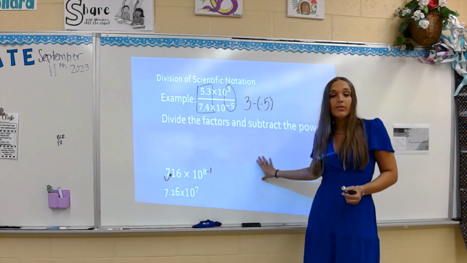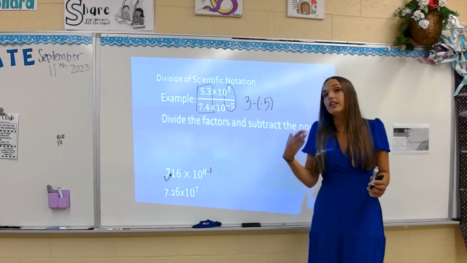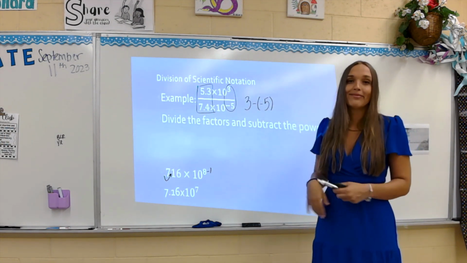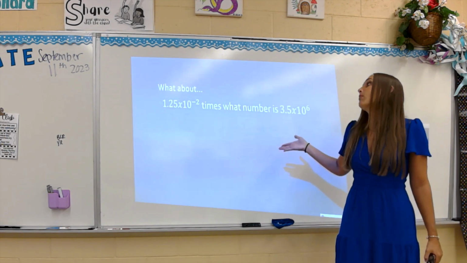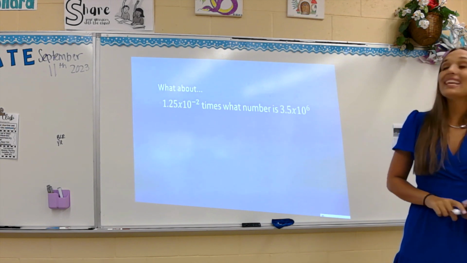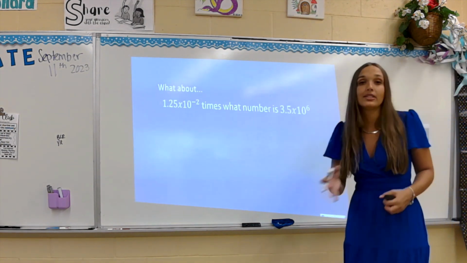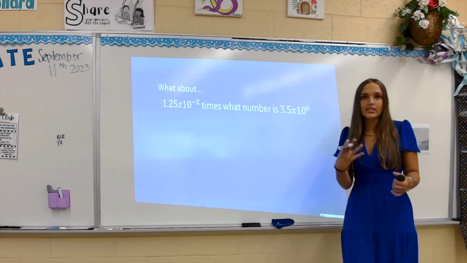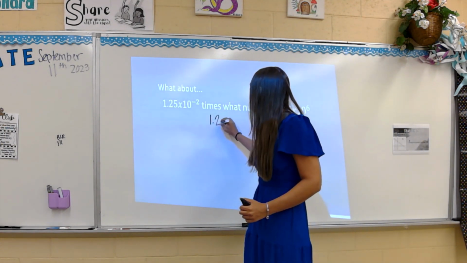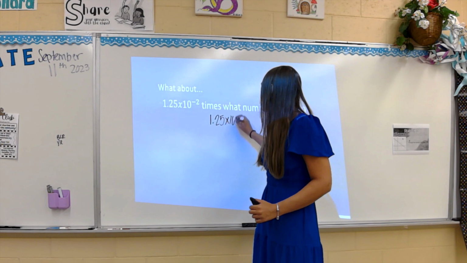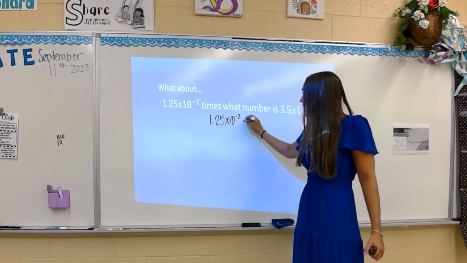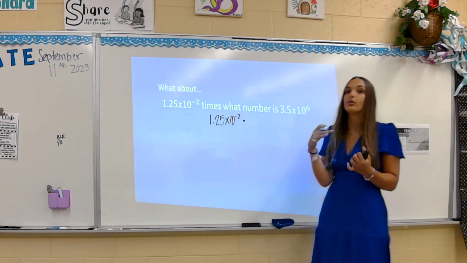Let's take a look at a problem that you might see on an elevated assessment, so maybe a state testing or a school testing. Now we have 1.25 times 10 to the negative second times what number is 3.5 times 10 to the sixth. And I'm going to write this as an equation. I have 1.25 times 10 to the negative second. Times means multiplication. I'm going to use the dot because we have an x there. Don't want to confuse ourselves.